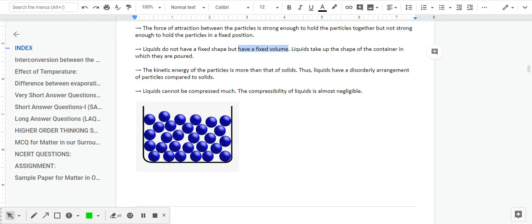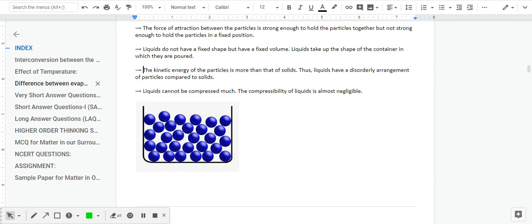Yes, it does not have a fixed shape, but it has a fixed volume, because as you can see, the amount of water that was kept in the jug, if you have poured it into the glass, the water amount is the same but its shape has been changed, right? Liquids can take up the shape of the container in which they are poured. You can easily do this thing at your home also.